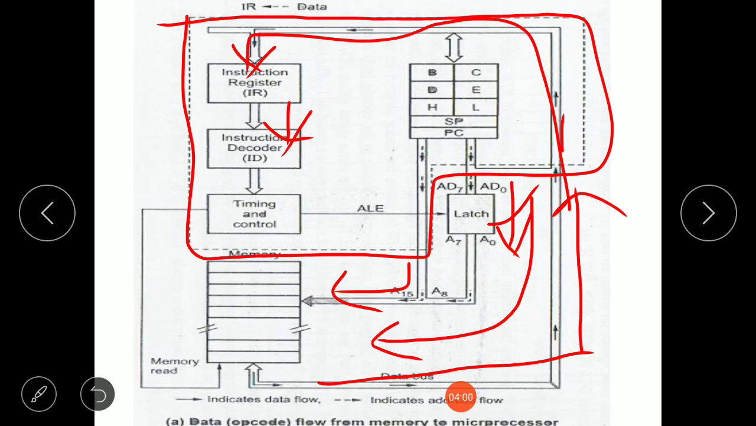After getting decoded, accordingly the microprocessor allows the timing and control unit to make the necessary signals to decide whether the instruction should get executed, or whether more machine cycles are needed. If it is a single byte instruction, then the whole instruction will get executed in one machine cycle only. But if it is a 2 or 3 byte instruction, then after decoding of the opcode, it will need more machine cycles for the complete execution of the instruction.